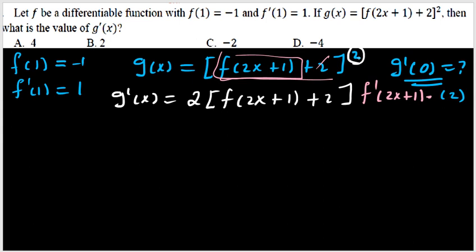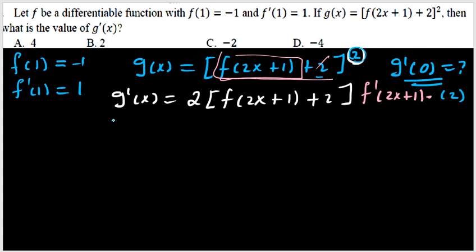So 3 functions are there. First, the power: the exponent comes here and the base remains as it is. Second, by chain rule, the inside one. The inside one has 2 functions, the f and the inside. The plus 2 will be a constant, so we can ignore it.